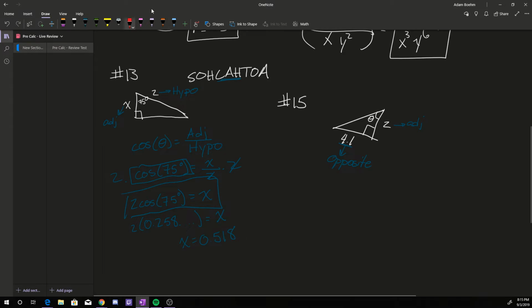So I'm going to use a different color. The trig function that we know has opposite and adjacent is the tangent. So tan of some angle is equal to the opposite side over the adjacent side. In this case, we know both the opposite and the adjacent. So the tangent of our angle theta will be 4.1 divided by 2. In order to undo the tangent, so in order to find theta, we have to take the inverse tangent of both sides.